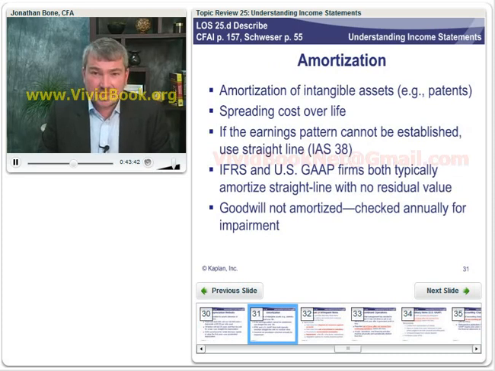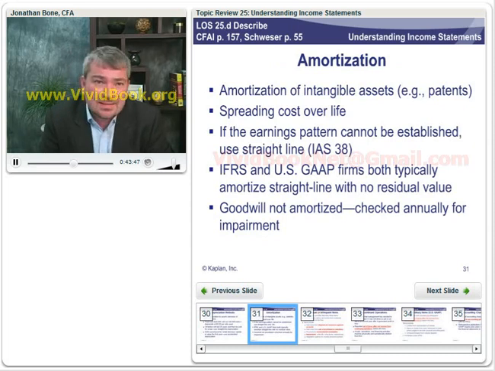Amortization. Well, amortization is really just the depreciation of an intangible asset. So our intangible assets are things like patents, royalty agreements, franchise licenses that we've bought, etc. And we're going to spread the cost over their life just as normal.